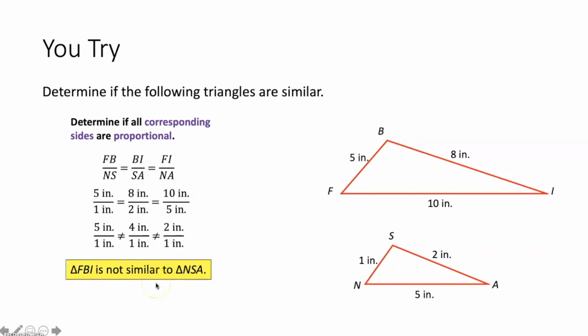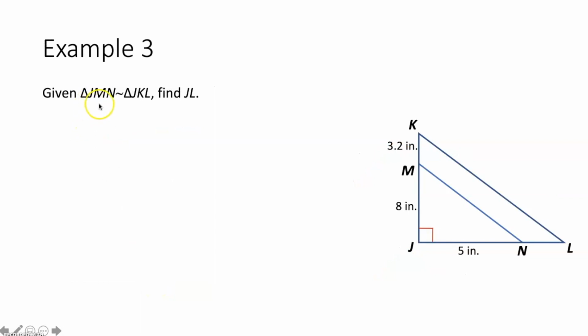Now example 3 says given triangle JMN is similar to triangle JKL, we need to find the measure of segment JL. So we are given a small right triangle, triangle JMN, and a big right triangle, triangle JKL. And we are trying to find one of the missing side lengths of our big right triangle, segment JL.